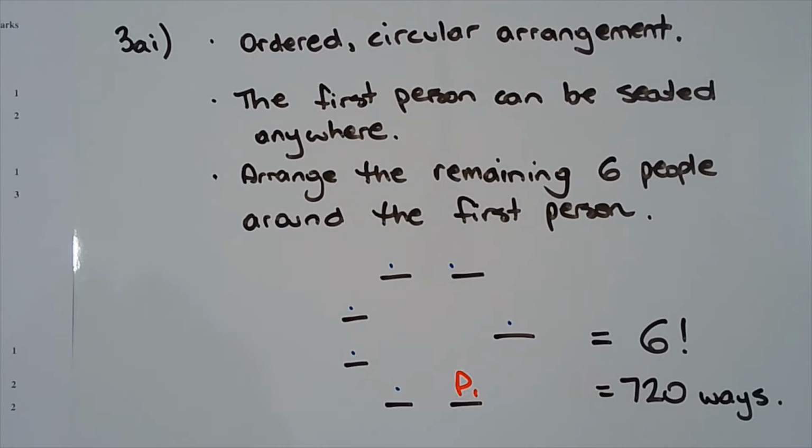The idea here is that we pick one person at random and then seat them randomly around the circle. And that person acts as a reference point. Then we arrange the remaining 6 people around the first person. Here is a circular dash diagram that may represent the situation.